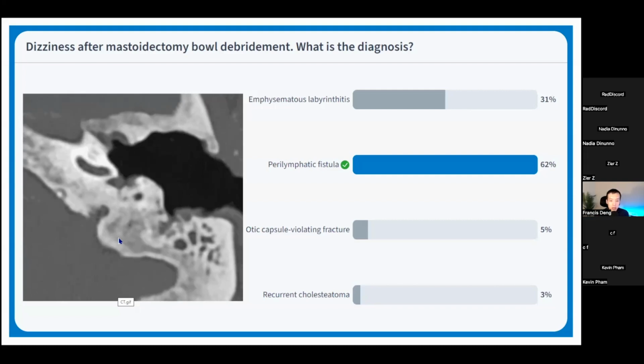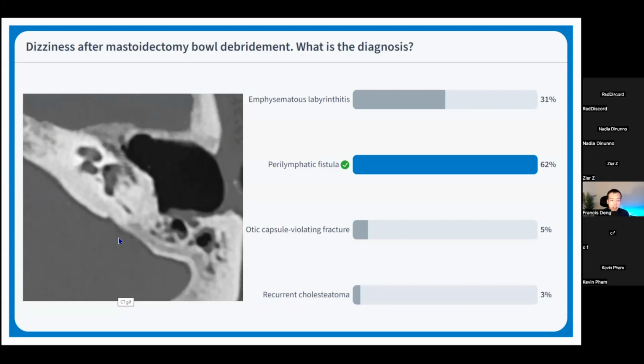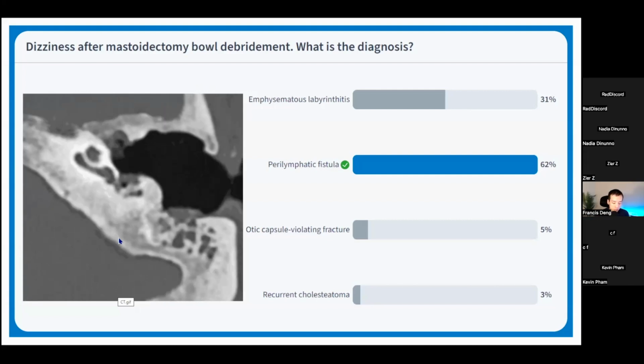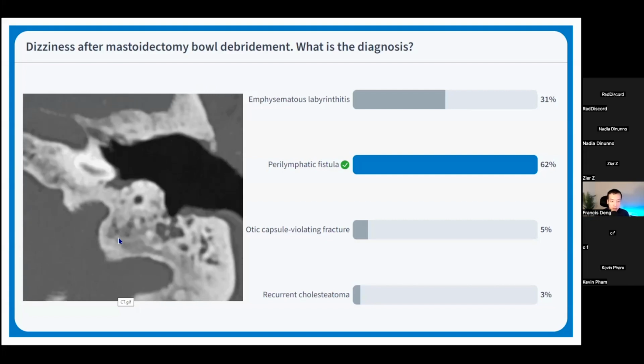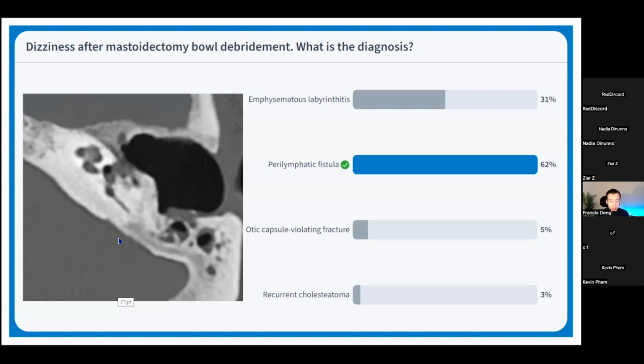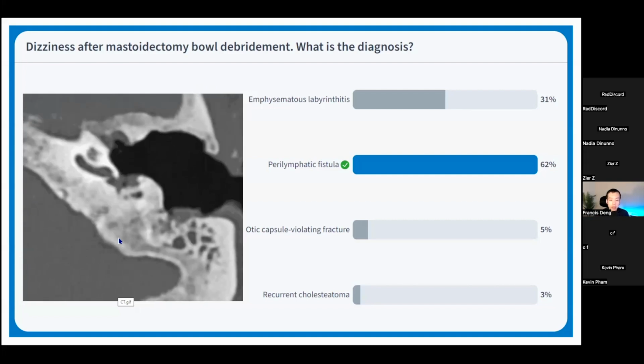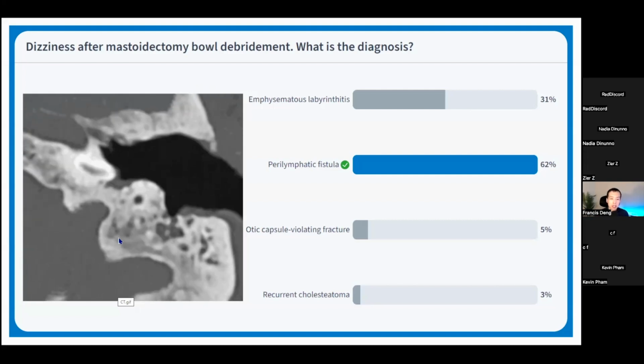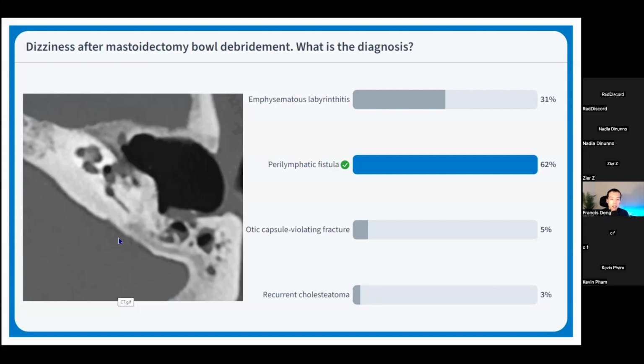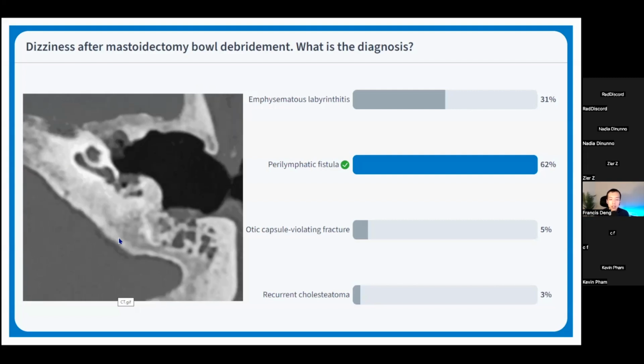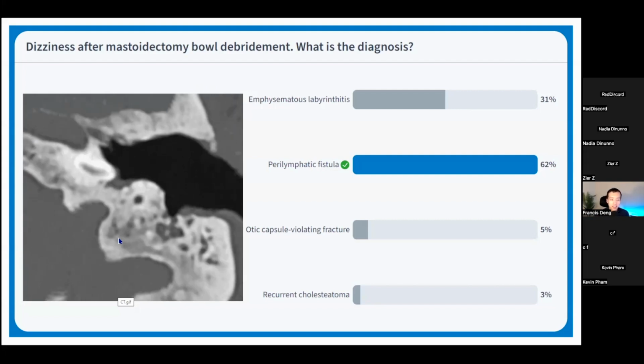Some people chose emphysematous labyrinthitis, which is not consistent with the history here, that this was immediately after a debridement of the bowl. So we want to think about some kind of traumatic iatrogenic etiologies. And I kind of made up the entity of emphysematous labyrinthitis.